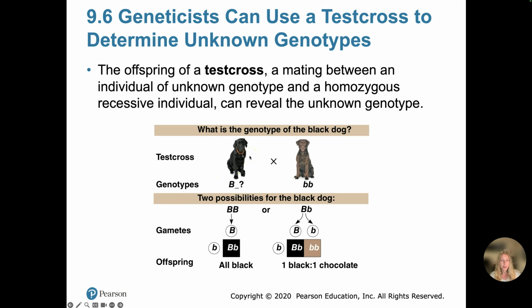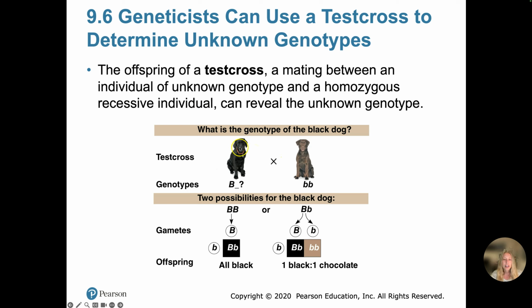We know because it's black, it has at least one dominant capital B allele, but we don't know what the other allele is. It could be another capital B, or it could be a lowercase b. There's no way to know just based on the phenotype of the dog. However, if we complete a test cross with a chocolate lab that's homozygous recessive, based on the frequencies of phenotypes in the offspring, we can determine what the genotype of the other parent is.